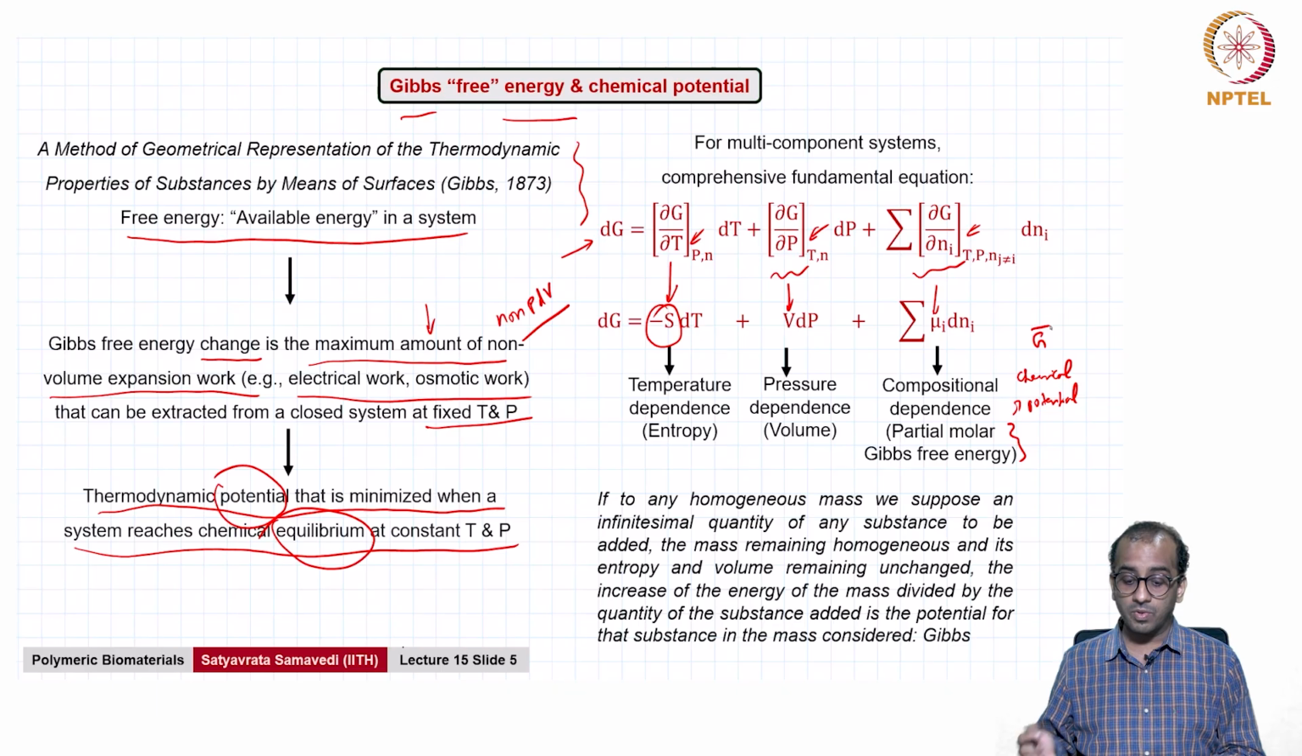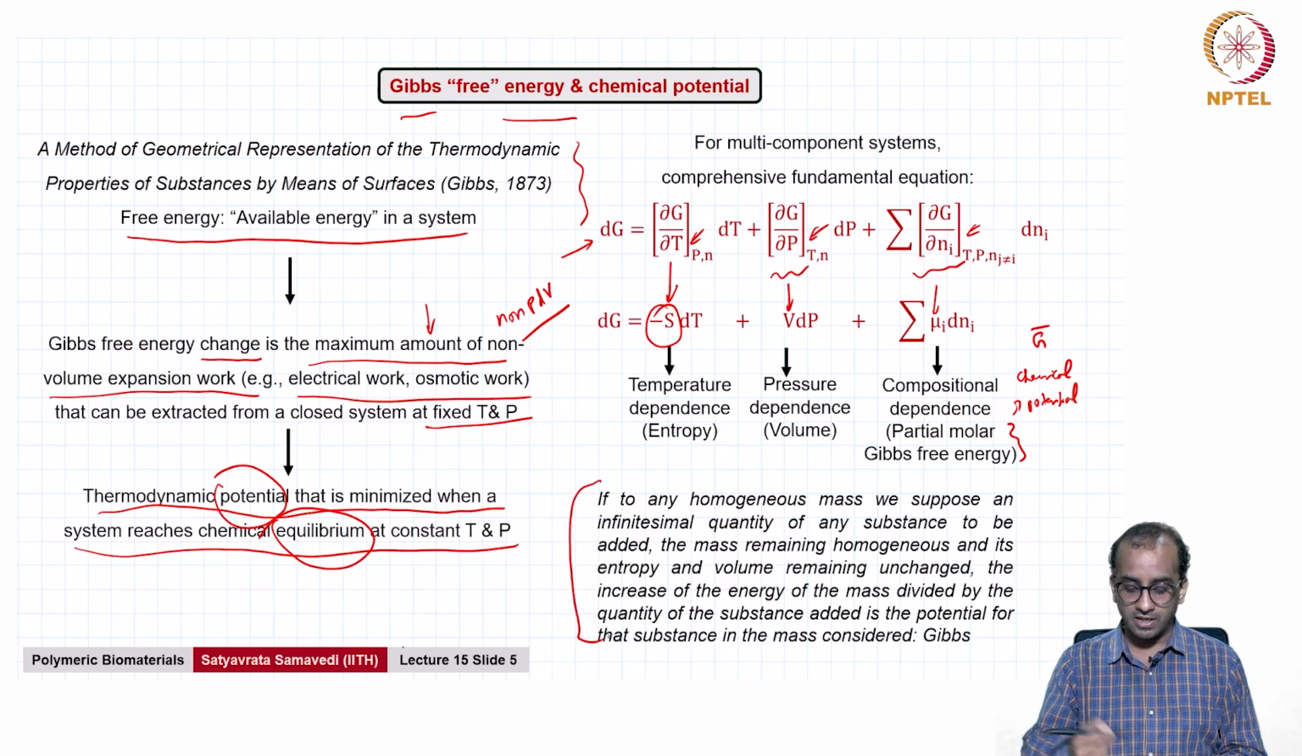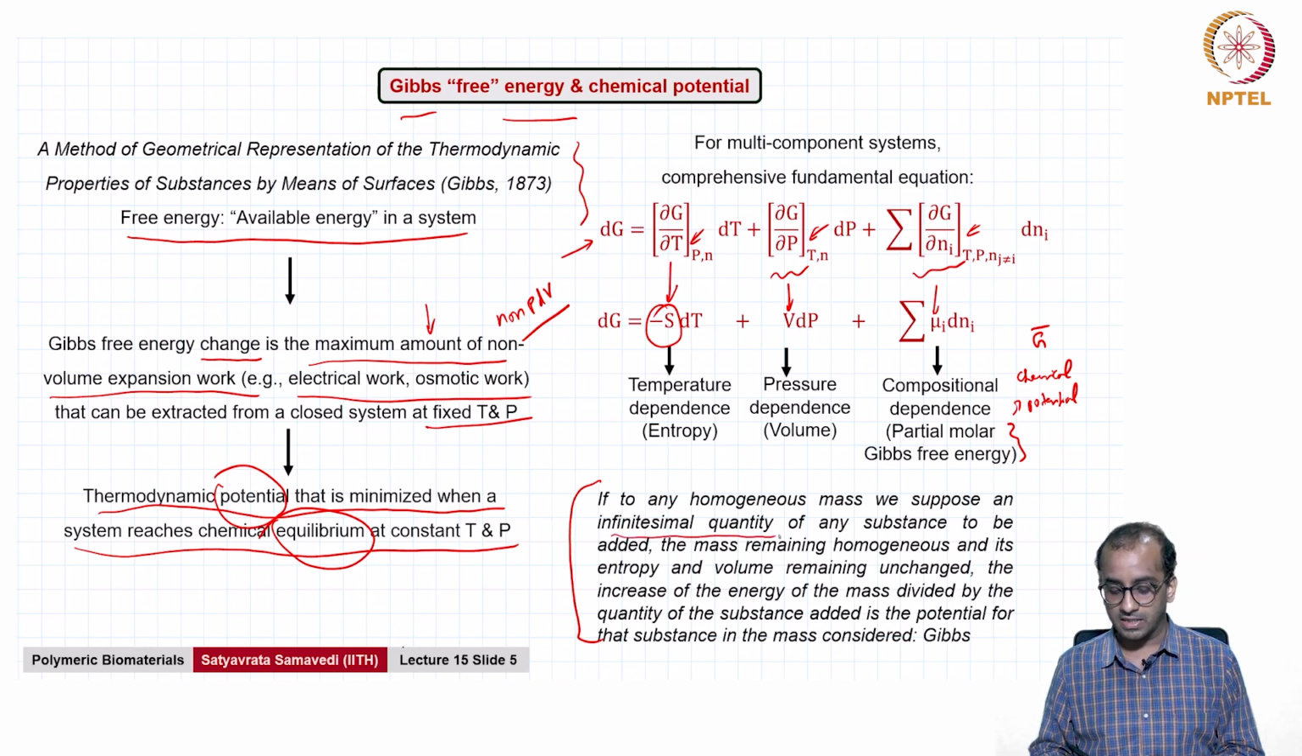And in Gibbs's own words, the way he defines this is: if to any homogeneous mass we suppose an infinitesimally small quantity of any substance is added, the mass remaining homogeneous and its entropy and volume remaining unchanged, the increase of the energy of the mass divided by the quantity of the substance added is the potential for that substance in the mass considered. Now, it might seem like a slightly complicated way to say it, but this is the most correct way to say it.